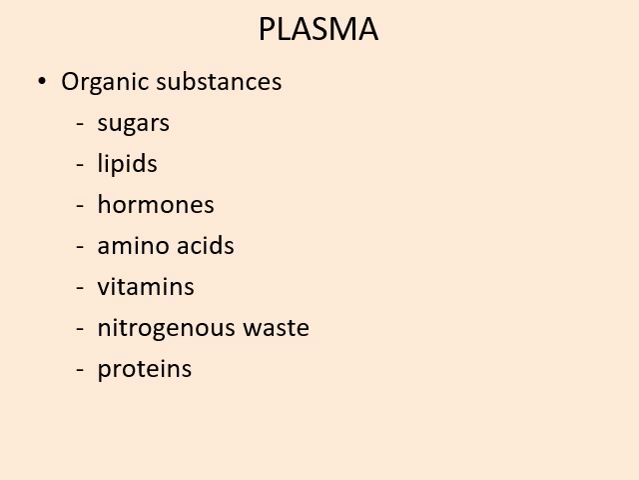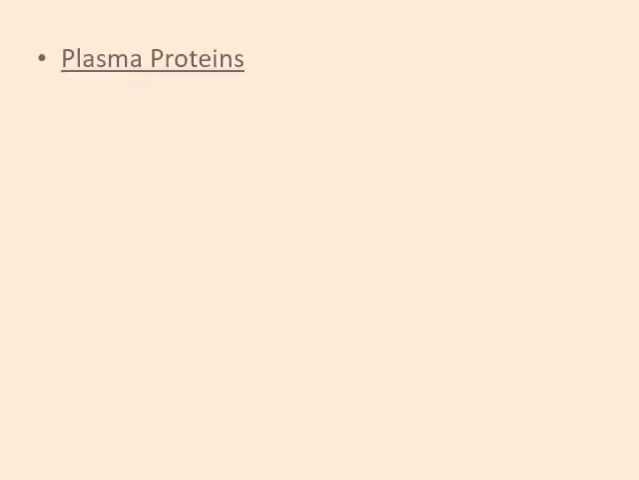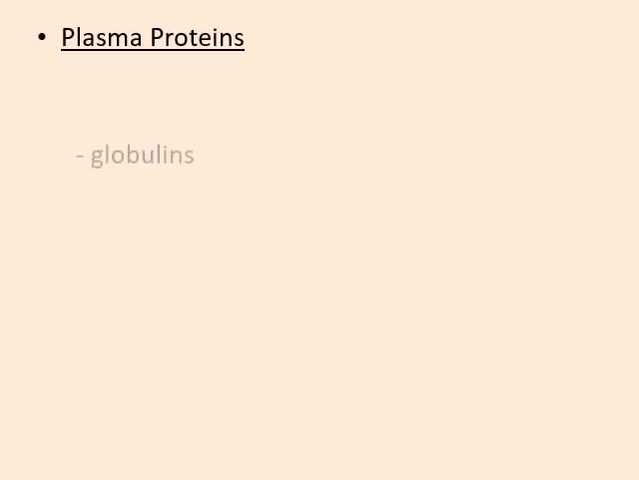All right, so those plasma proteins are pretty important. We're going to talk about the 3 plasma proteins. So what are the plasma proteins? Well, the first one are your globulins. You might hear people talking about getting immunoglobulin therapy and stuff like that when they're very, very sick. So globulins are important proteins. They're important to fight infections.